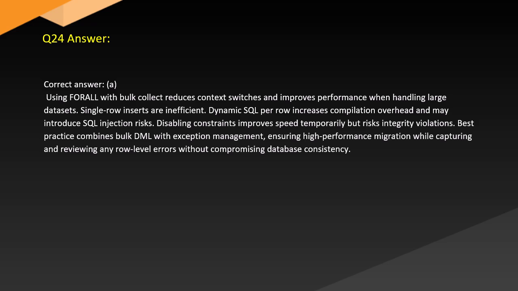Answer. Correct answer: A. Using FORALL with BULK COLLECT reduces context switches and improves performance when handling large datasets. Single row inserts are inefficient. Dynamic SQL per row increases compilation overhead and may introduce SQL injection risks. Disabling constraints improves speed temporarily but risks integrity violations. Best practice combines bulk DML with exception management, ensuring high performance migration while capturing and reviewing any row-level errors without compromising database consistency.